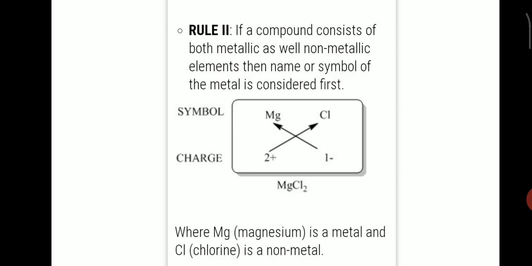The second rule we have discussed is if there is a metal and non-metal combination. We know that magnesium is a metal and chlorine is a non-metal. When you write a metal non-metal combination, magnesium chloride, first of all we have to specify the metal. Magnesium is a metal, then the chlorine. So first you write the symbol of magnesium, then chlorine. So same as above, the formula is MgCl2.